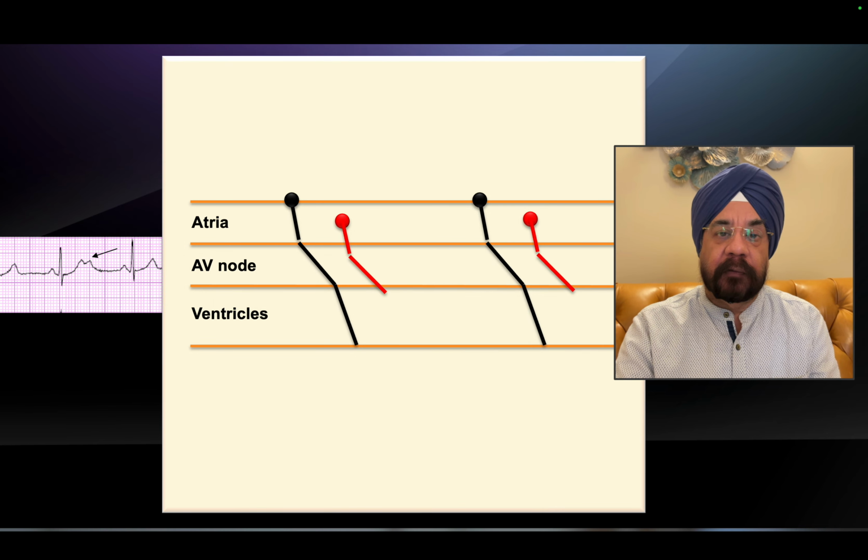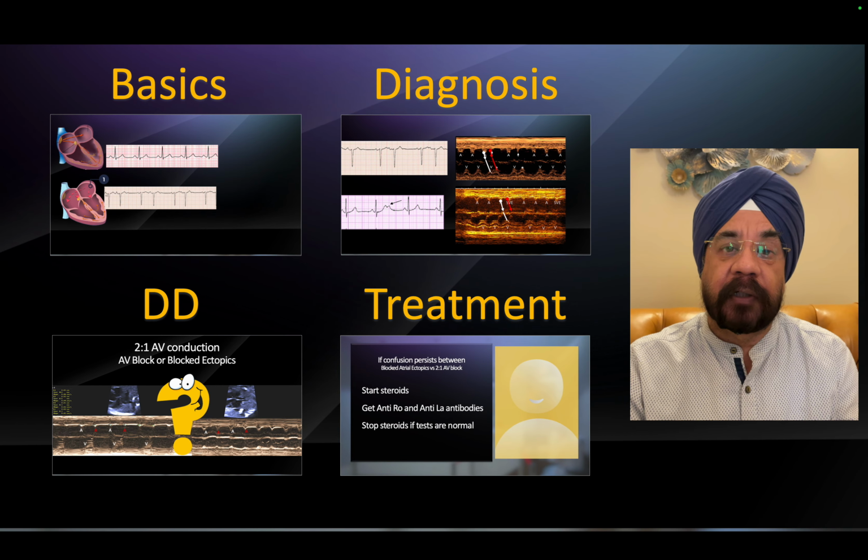So this is the ladder diagram. When you have an atrial ectopic, in the previous one you saw it was conducted to the ventricle, but not in this one. It gets blocked in the AV node. You just get atrial activity, you don't get any ventricular activity. So that is what is going to cause a lot of confusion.